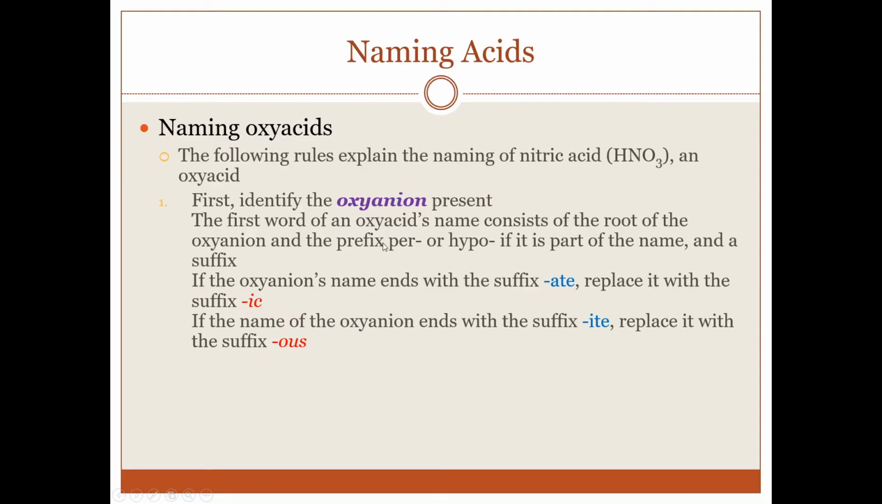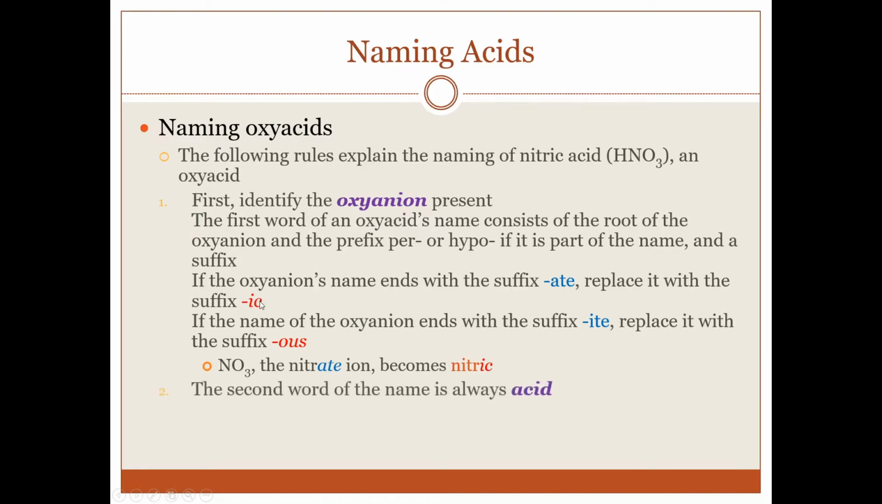The first word of the oxyacid's name is going to be the root word of the oxyanion. If the oxyanion's name ends with -ate, you're going to replace it with -ic. If it ends with -ite, you're going to replace it with -ous. So for example, NO3 is a nitrate ion. It's going to become nitric. So we have nitrate, it's going to be nitric now. And the second word is also always going to be acid.